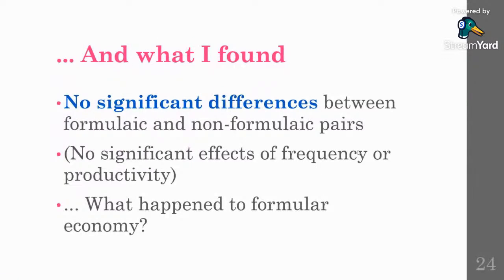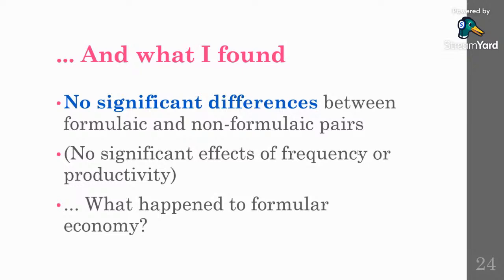So what did I find in all of this comparison of formulaic and non-formulaic material? On the one hand, I want to say nothing, but that's not true. I have found a negative result. I find that there is actually no difference between formulaic and non-formulaic pairs of verb plus object. So the range of objects that a verb can take in a Homeric formula appears to be more or less the same as the range that the same verb can take in a non-formulaic construction. There are also no significant effects of frequency or productivity.